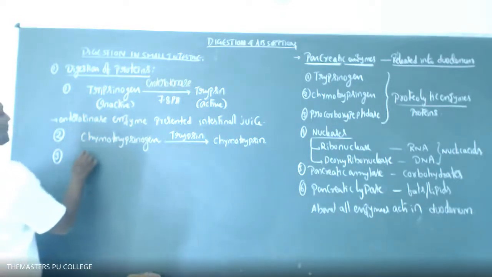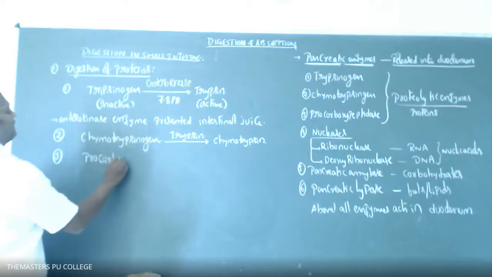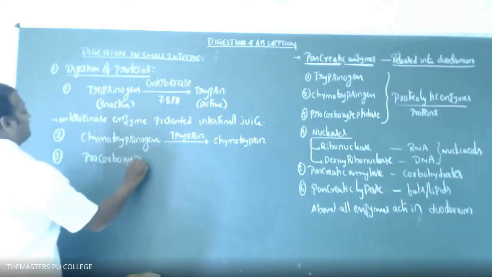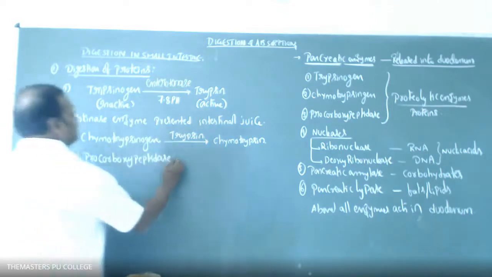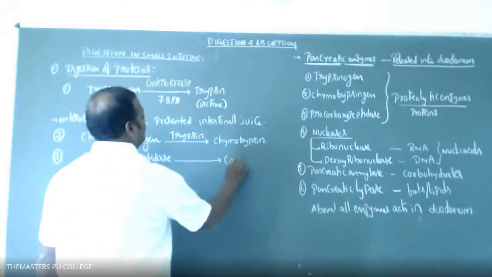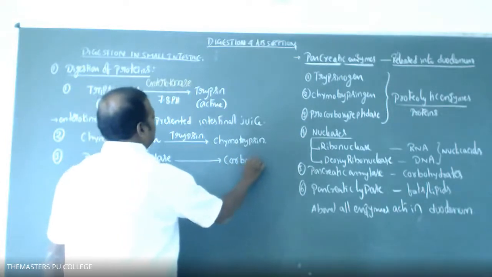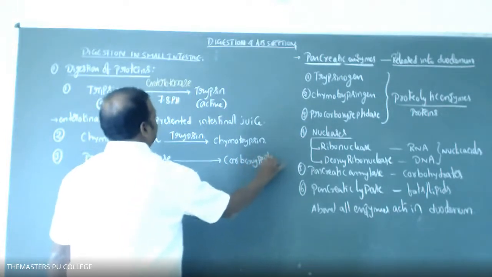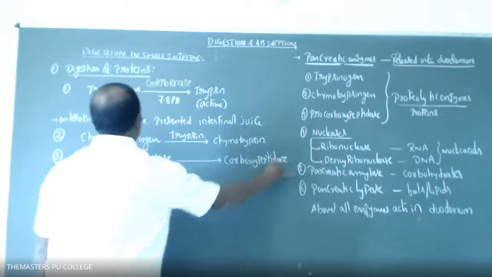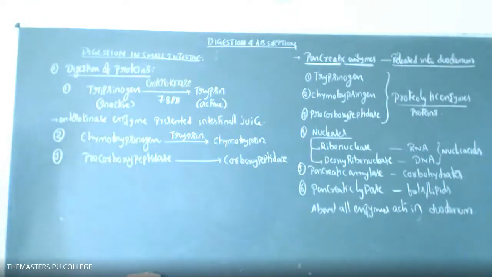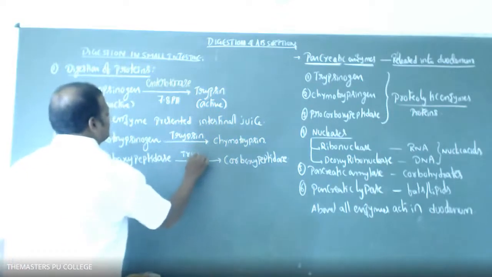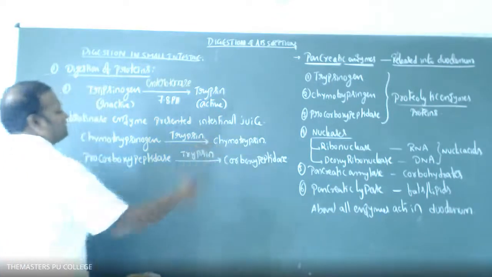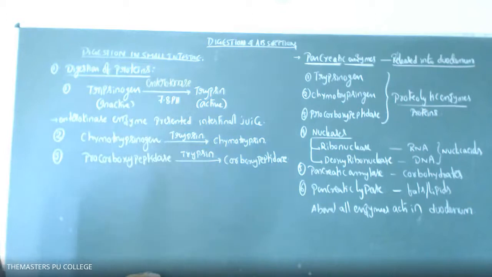Next one, inactive procarboxypeptidase. Procarboxypeptidase is converted into active carboxypeptidase. Inactive procarboxypeptidase is converted into active carboxypeptidase by the influence of which enzyme, students? By the influence of the same trypsin only.